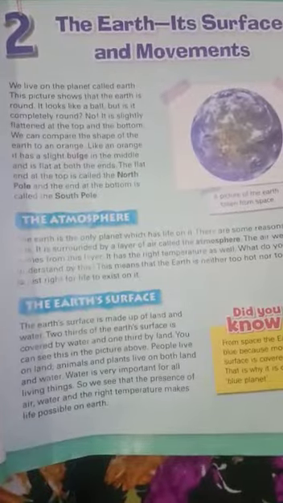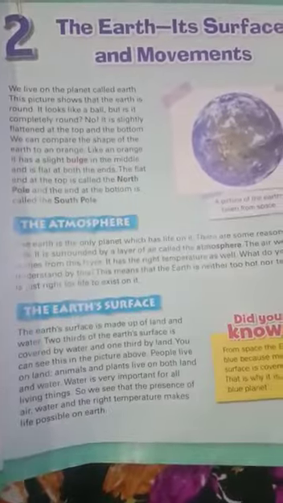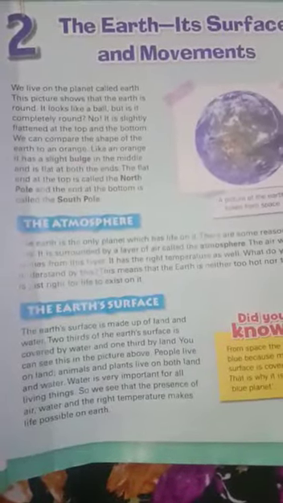Students, now it's time for your SST class. Let's start with chapter number 2, page 11, the Earth, its surface and movements. I know you have already learnt about the universe, the Milky Way, Big Bang theory and the solar system in the previous chapter. So let's start with this chapter, that's chapter number 2.